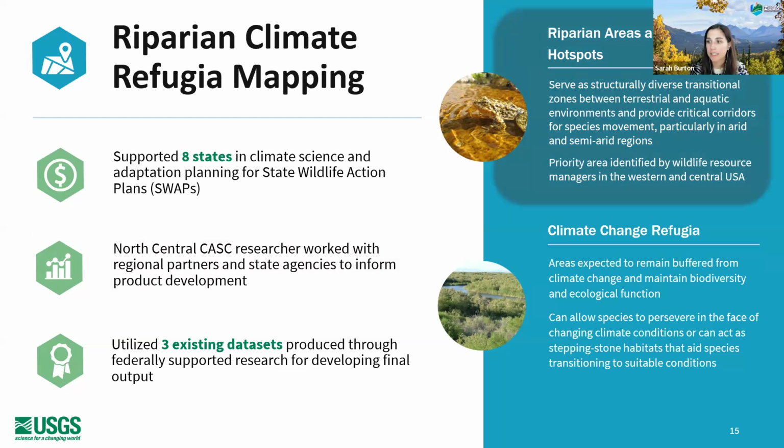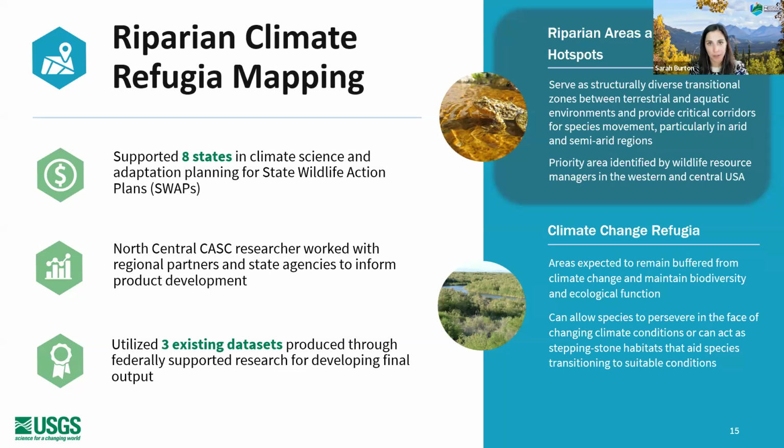Especially in the West, riparian areas are really important and serve as biological hotspots with their structural diversity and being a transitional zone between terrestrial and aquatic environments. They provide crucial corridors for movement, in particular in the West, where it's a lot drier, in the semi-arid regions of the Great Plains as well. So this was identified as a priority area for the wildlife resource managers that we engaged with in this process.